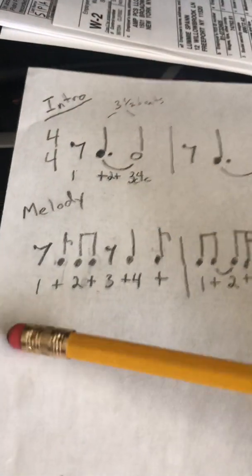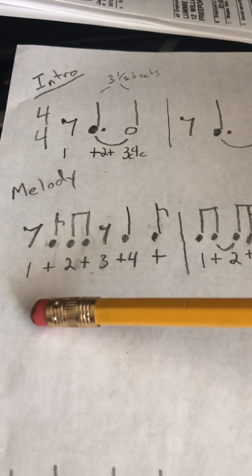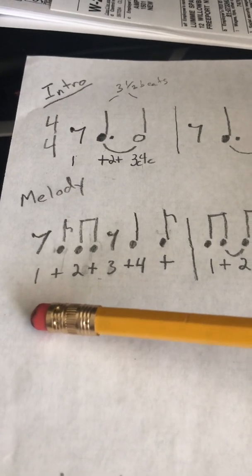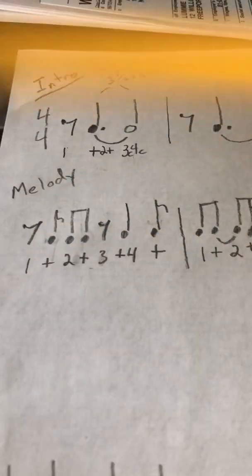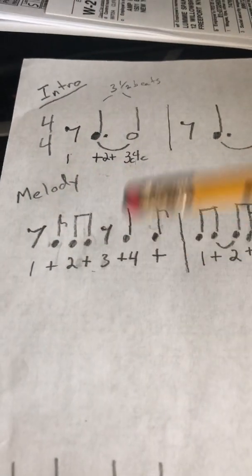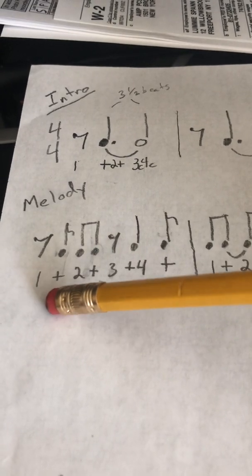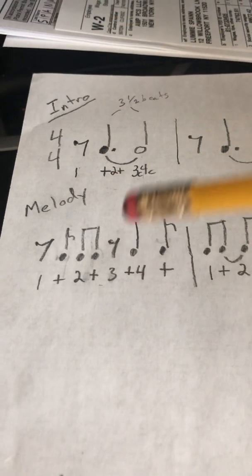Next, I'm going to tap out the melody for this. 1, 2, 3, 4, 1, and, oh, sorry, I didn't count the eighth notes. 1 and 2, 3 and 4 and 1 and 2 and 3 and. I'll do it again. 1, 2, 3 and 4 and 1 and 2 and 3 and 4 and.